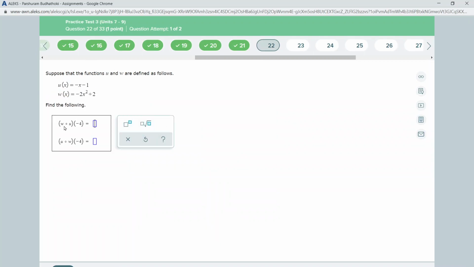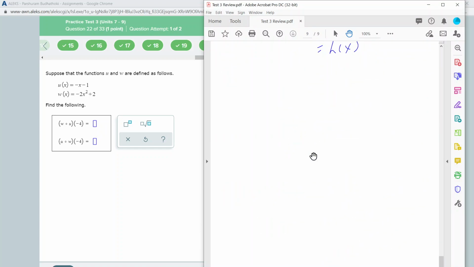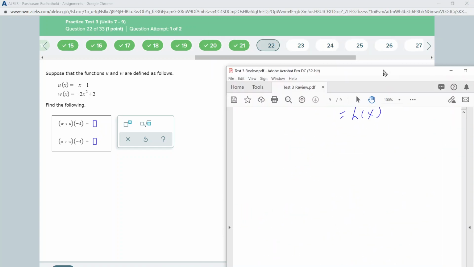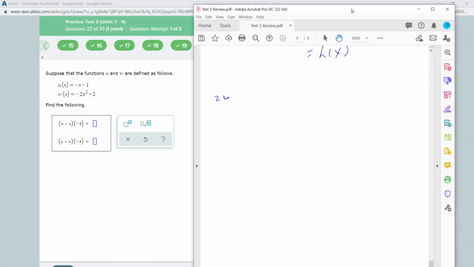You need to find out the composition W composite U at -4. So first of all, find this composition in both order and find the value of the composition at -4. So finding the composition is, so this is problem, I think it's problem 22. So let's find out the composition of WU. So that means find out the value of W at U. Which is, for the function W, just replace x by U. So that means the U is actually -2.